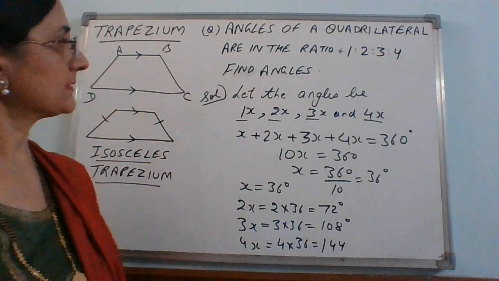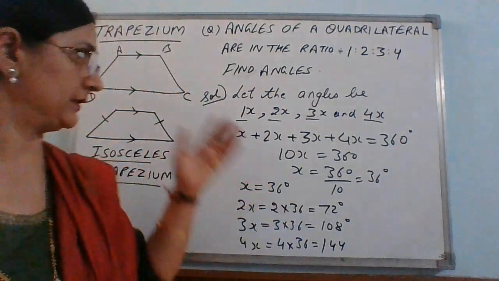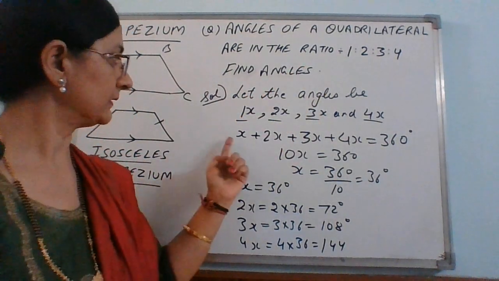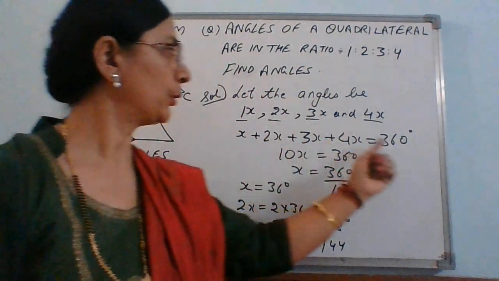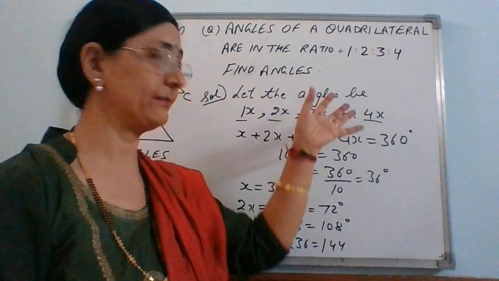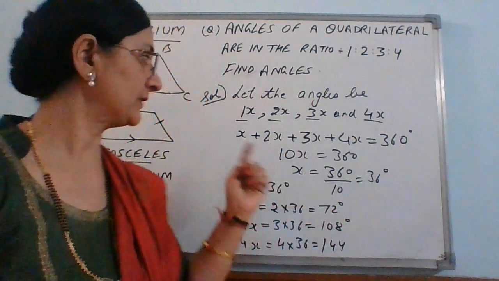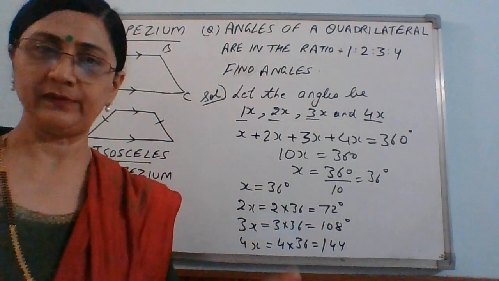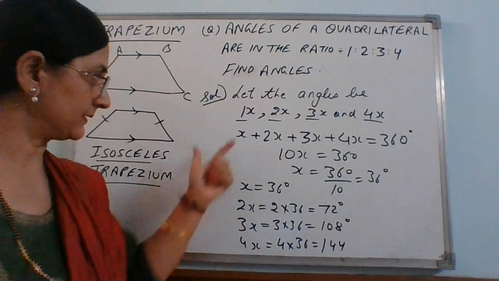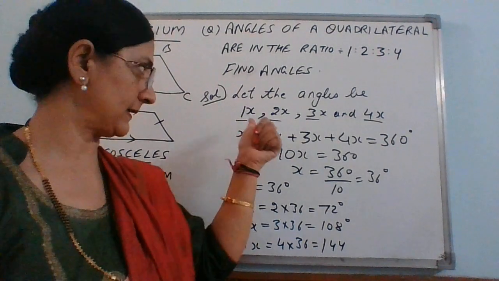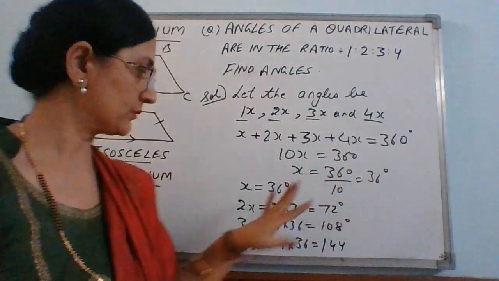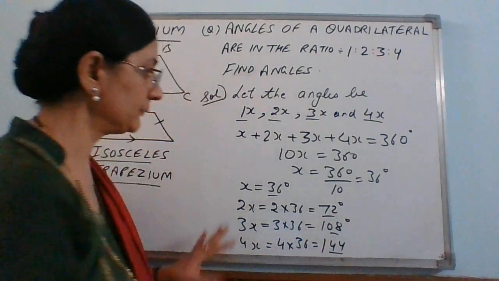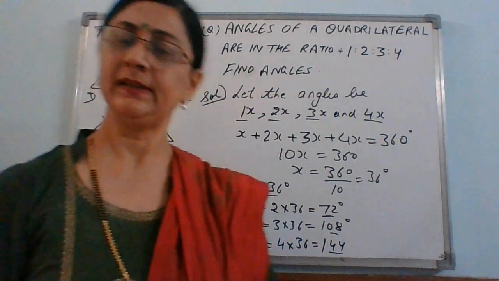So this is a question in which the angles were given in ratio and we wrote them in terms of x. The sum of angles in a quadrilateral is 360. If it had been a question on a pentagon, then you would have to put 540 here. So first you find the value of x, then you substitute the value of x in the different angles, because the angles are x, 2x, 3x and 4x. Then you can find the angles. So these are the 4 angles if they are in this ratio.